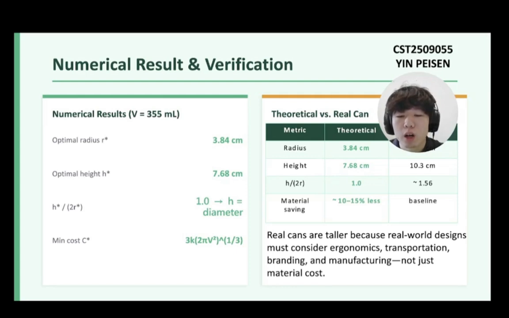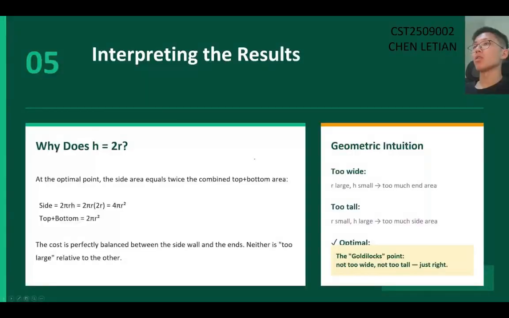And therefore, our mathematical model provides a theoretical optimum, whereas real beverage cans are designed to balance both the cost and the practical requirements. So this is all of my part. Next, our speaker will explain the practical applications and the limitations of this model.